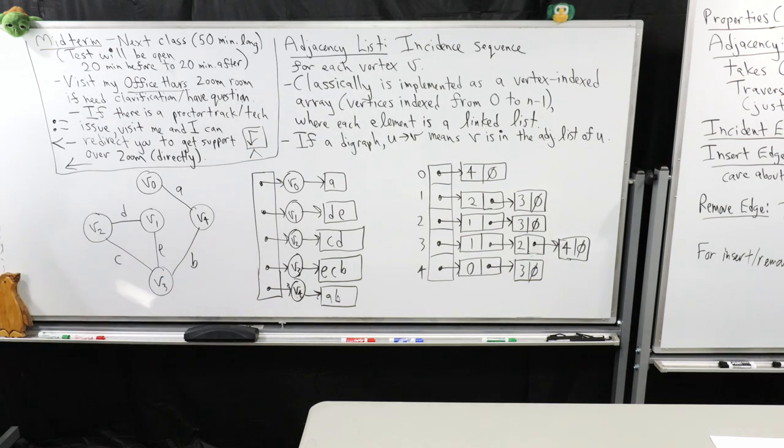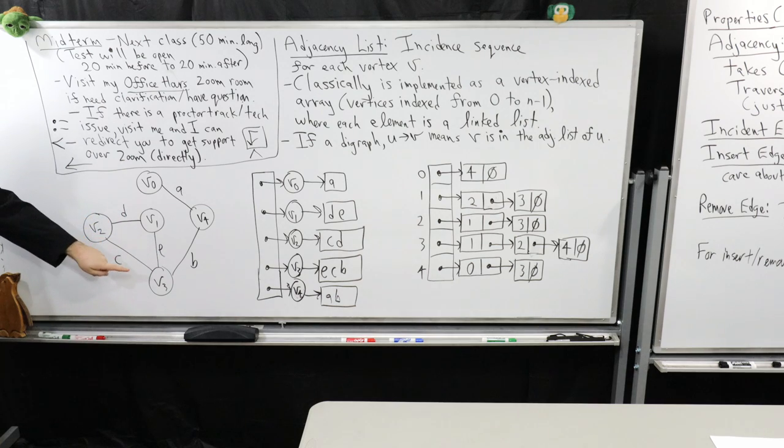So what I mean by this is, for example, here's the same graph I had from last day. So just take all the subscripts I have here, and those are how I'm going to index into this data structure over on the right.